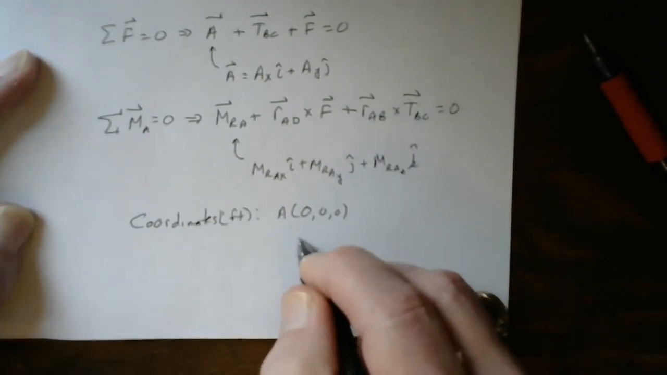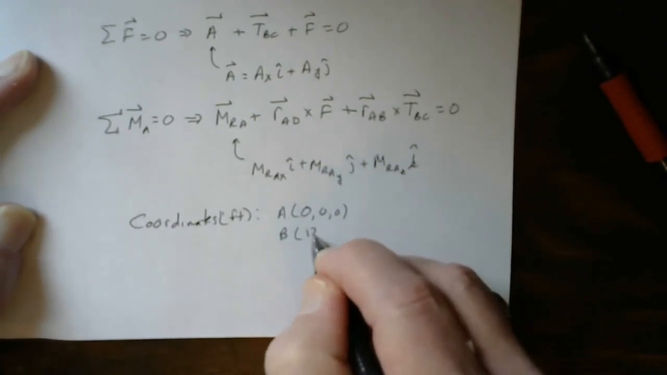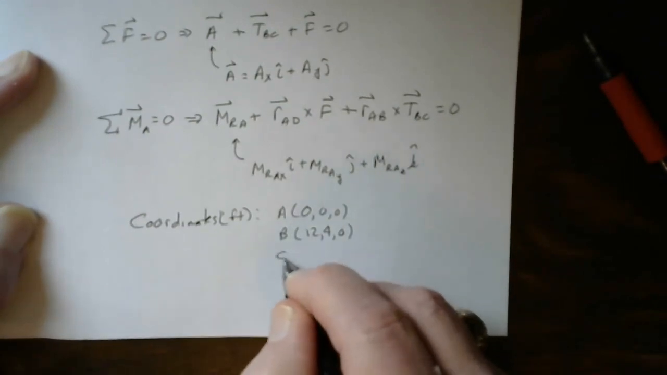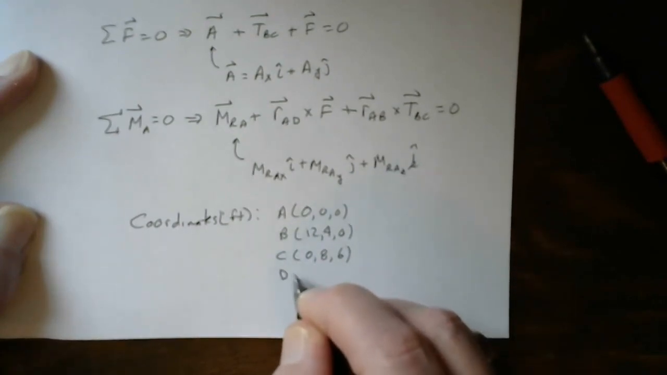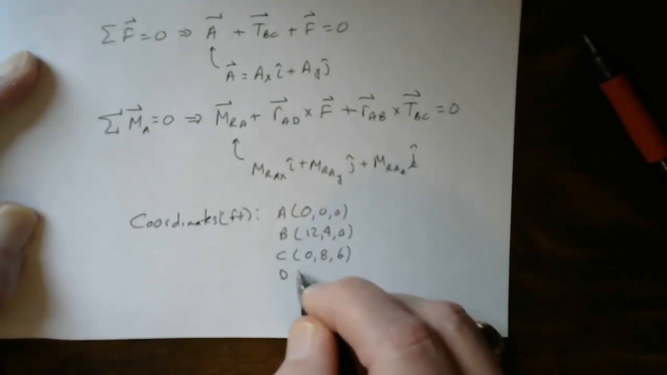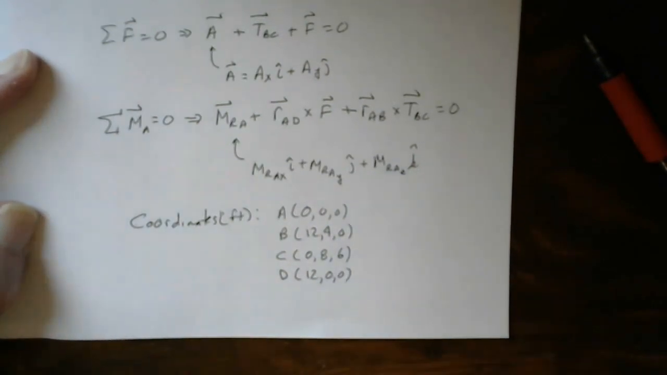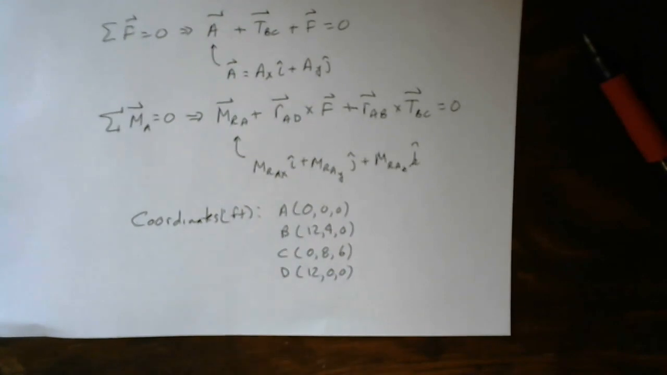Again, note the orientation of the axes. So B is 1, 2, 4, 0. C, these are in feet, is 0, 8, 6. And D is 1, 2, 0, 0. Again, it's convenient to do this before you start solving the equations, rather than always referring back to the free body diagram. It makes no difference; you can do whatever you want.